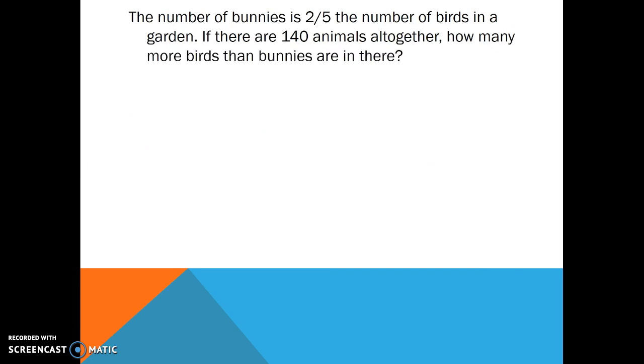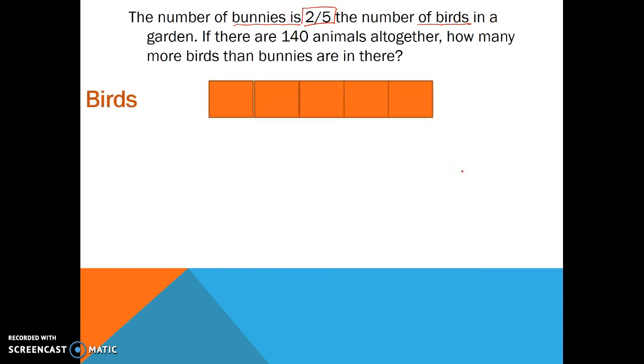All right, the number of bunnies is 2/5 the number of birds in a garden. If there are 140 animals altogether, how many more birds than bunnies are there? Again, let's pick this one apart and just deal with one piece of information at a time. So the number of bunnies is 2/5 the number of birds. So bunnies is, and birds is of. Okay, so that tells me that my bunnies have 2 units and my birds have 5 units if I'm looking at this fraction right here, okay?